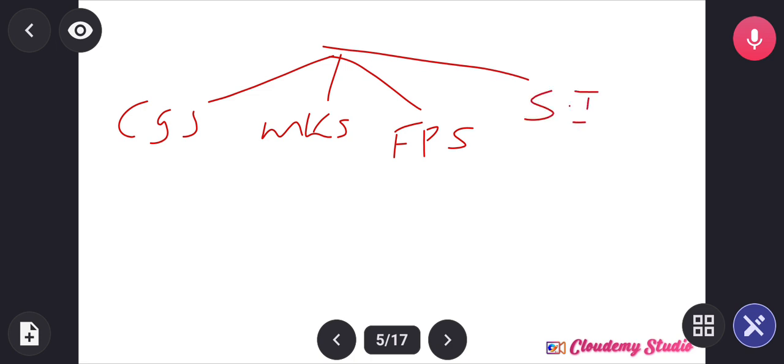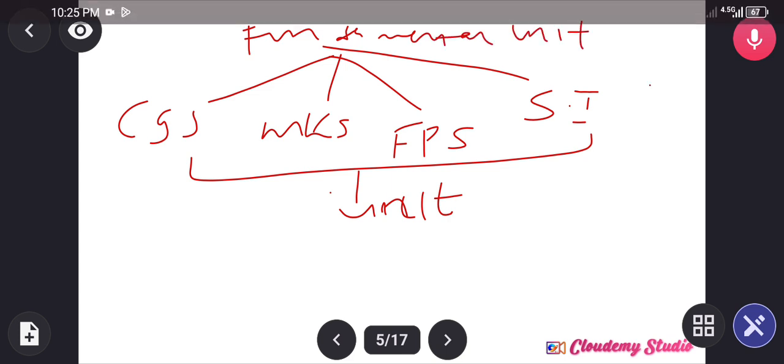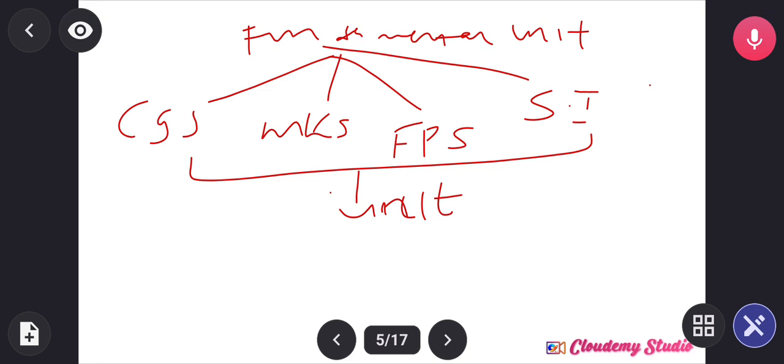Now, you see this CGS, MKS, these are units. Are you getting me now? These are units. I already told you that a unit is a unique name that we use to measure physical quantities, right? Now, which means for every unit, these are fundamental units, fundamental systems of units. For every fundamental unit, we have fundamental quantities.